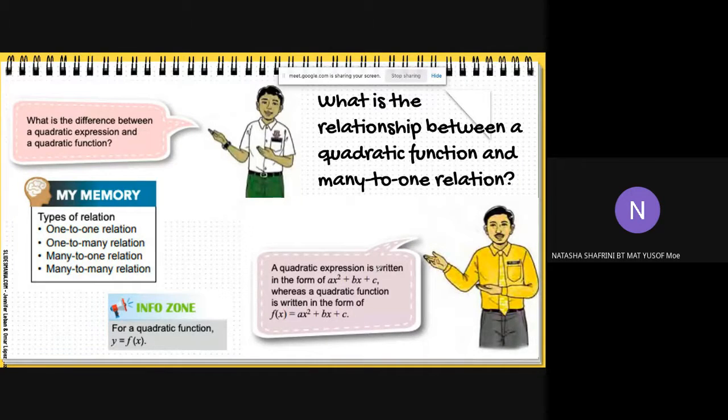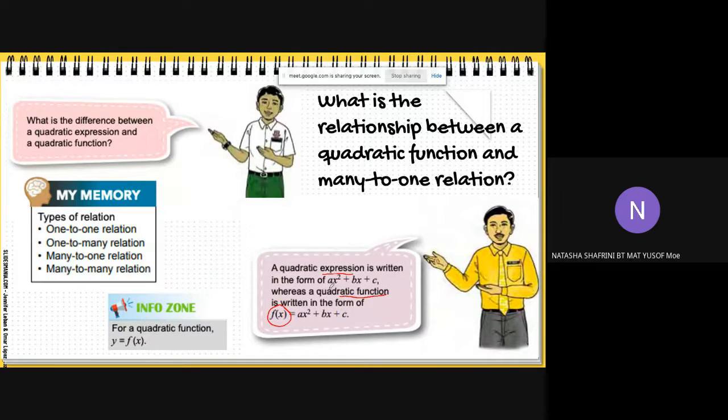Okay, a quadratic expression is written in the form ax square plus bx plus c. But function, tadi pun ini cikgu dah explain. Quadratic function, kalau ada function, kita ada function dekat depan ni, equal ax square plus bx plus c. Kalau quadratic expression alone, ax square plus bx plus c, dia tak ada equal sign, dia tak ada f(x), g(x), h(x), tak ada. So this is what we call the difference between expression and function.